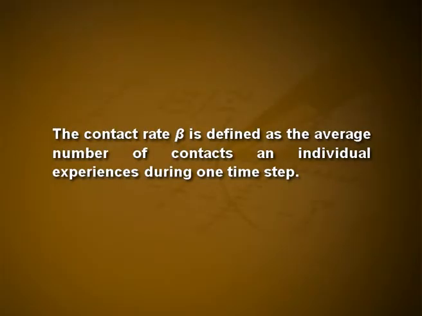This means beta measures contacts between anyone, whether infective or not, that would have caused an infection if one of the individuals was infective and the other susceptible. The contact rate beta is defined as the average number of contacts an individual experiences during one time step. Then beta into I represents the average number of contacts with infectives that an individual experiences in a single time step. To get the number of susceptibles that fall ill from contact with infectives during a single time step, we multiply by the number of susceptibles capital S and obtain the expression beta into I into S.